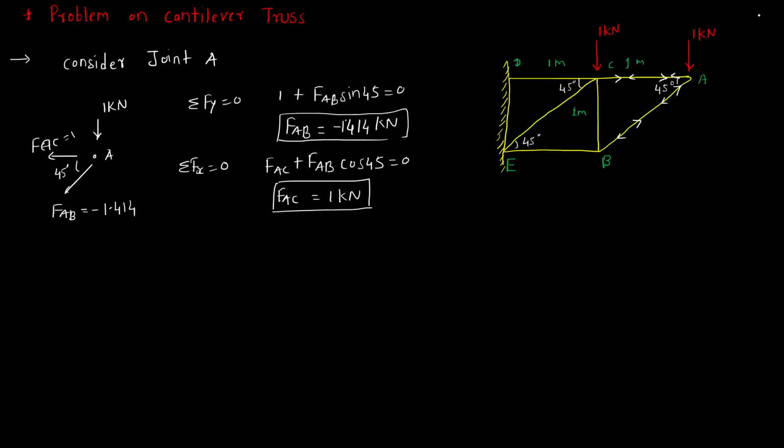Now we can consider joint C, but we won't consider joint C. Why? Because you can see at joint C, the unknown member forces are 1, 2 and 3. Maximum number of unknown forces should be 2, because we have only two equations, sigma Fx and sigma Fy is equal to 0. So we will be considering joint B.